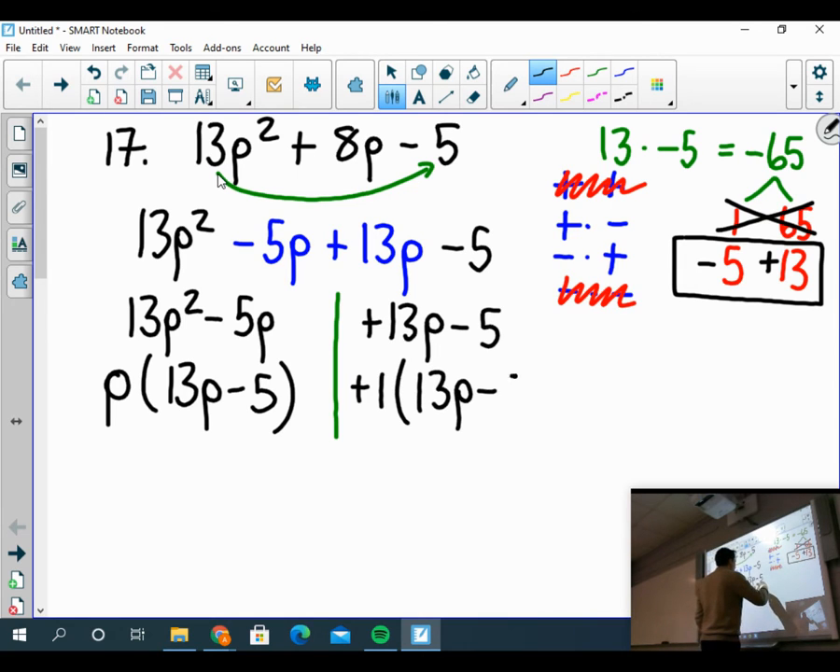Why? Well, a couple things here. One, every number is divisible, or every term will always be divisible by 1. So every term has a positive 1 as a factor. Number 2, by factoring out a 1, I don't change the 13p minus 5, which keeps my parentheses matching.